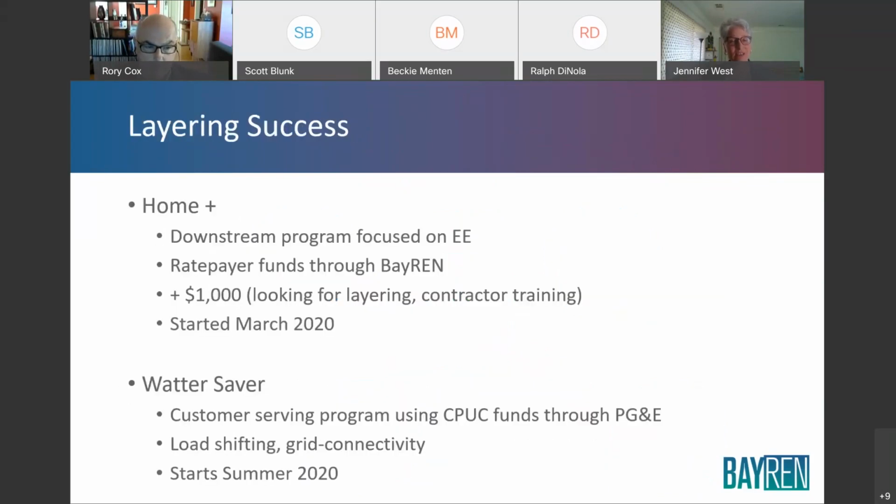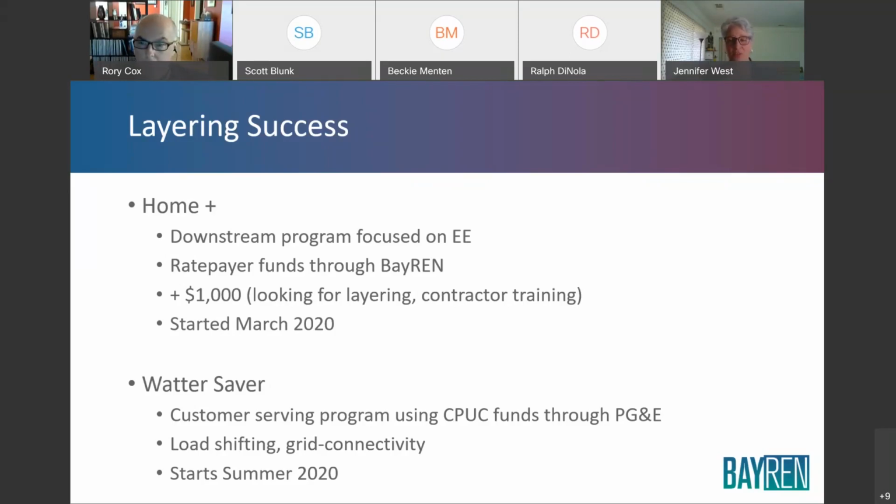So with Home Plus, it is a downstream program, although it can be signed over to contractors. It's focused on energy efficiency, and it was made possible after the fuel substitution test last year to get this $1,000 incentive. By layering the two, now we are looking at $2,000 per heat pump water heater installed, which we have heard should make a difference and get the attention of contractors. They were looking for layering, and they were looking for contractor training as well. So our collaboration made sense for them as well. And they just started a few months earlier. Water Saver is still rolling out, and we're really looking forward to that.